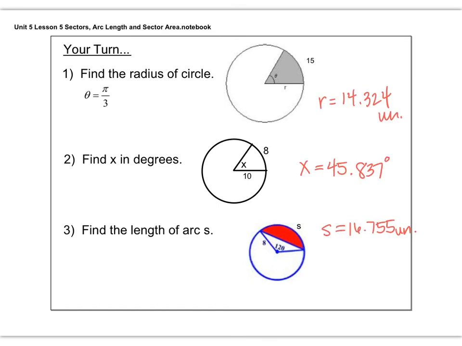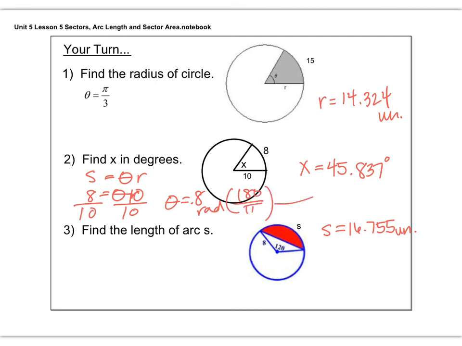Okay, check your answers, see how you did. Probably the one that might have been confusing is number 2. For that one, I said, okay, the length of the arc equals theta times the radius. So I did 8 equals theta times 10, divided both sides by 10, and I got theta equals 0.8 radians. Well, it wants the answer in degrees, and so you have to multiply by 180 over pi. And it turns out to be about 45.837.